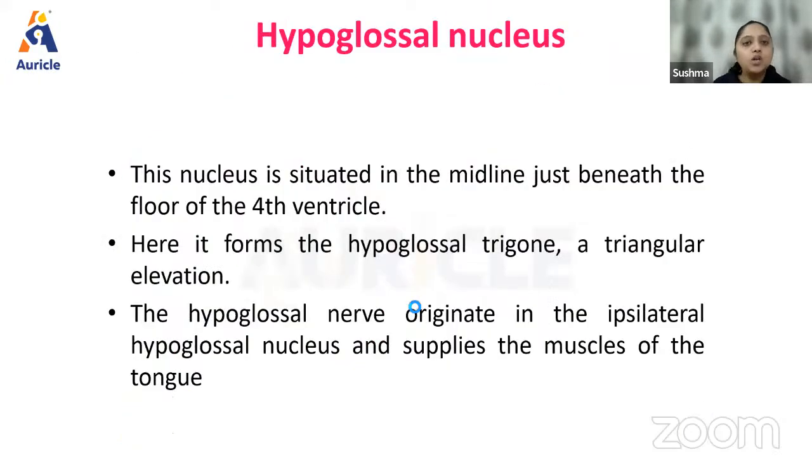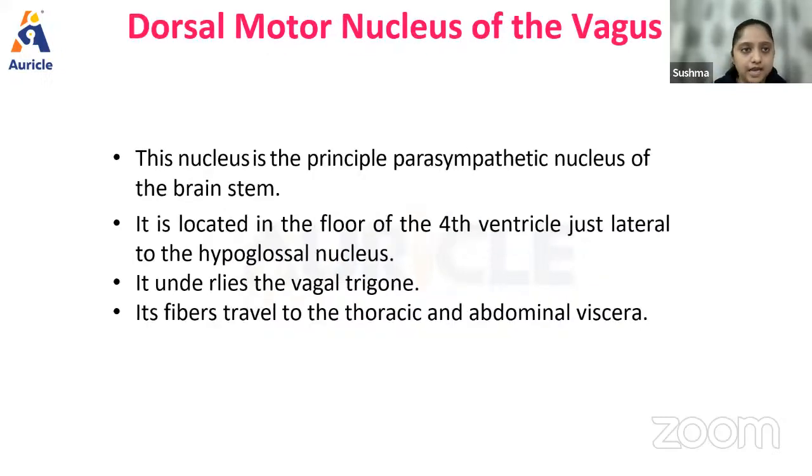Okay. Hypoglossal nucleus, hypoglossal nerve, where is it situated? It is situated at the floor of the fourth ventricle. Correct. It forms the hypoglossal trigone, which is a triangular elevation. Hypoglossal nerve originates in the ipsilateral hypoglossal nucleus and supplies the muscles of the tongue. I hope you know muscles of tongue, like there is genioglossus and so on, which we'll do when we go to the head and neck.